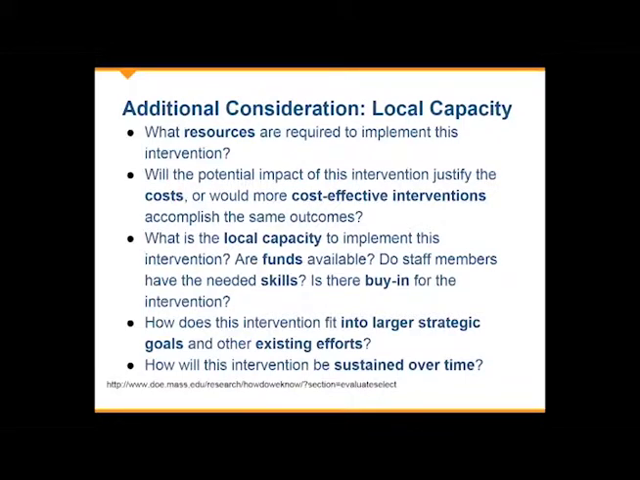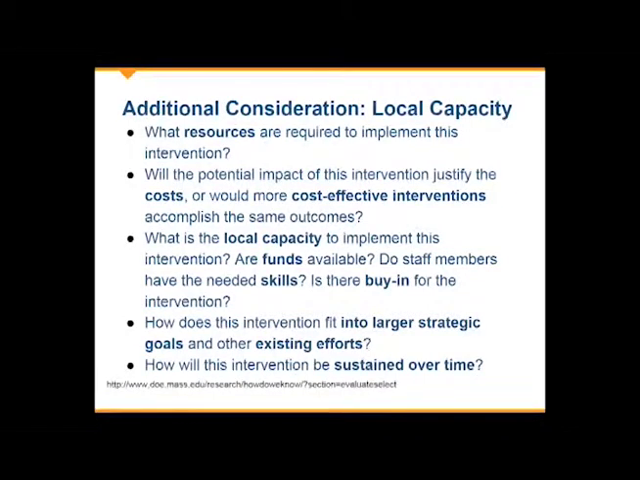So first of all, what resources are required to implement this intervention? You can find a wonderful program, but if you don't have the local resources to implement it, that program's not going to be helpful. So that's something to consider. Will the potential impact of this intervention justify the cost, or is there a more cost-effective intervention to accomplish the same outcome? And these are good questions to ask ourselves as we're looking at so many programs or working with vendors. What's our local capacity to implement for funding, for staff members?